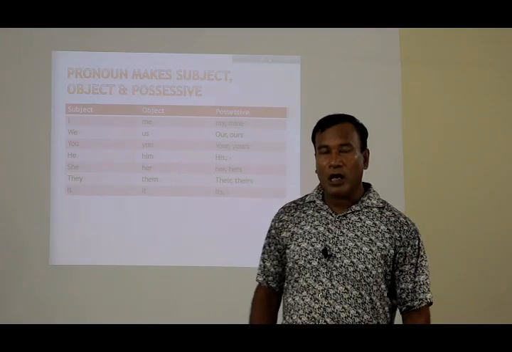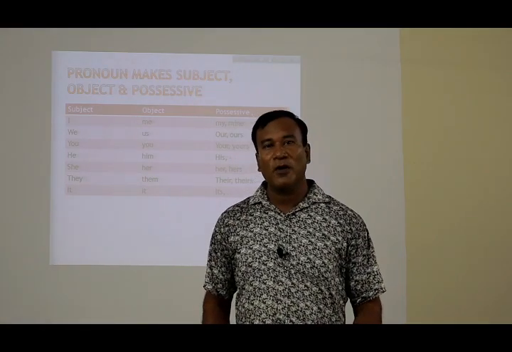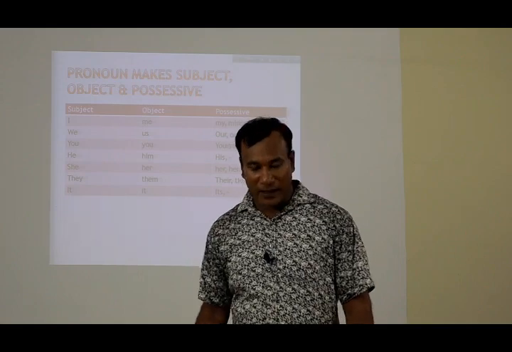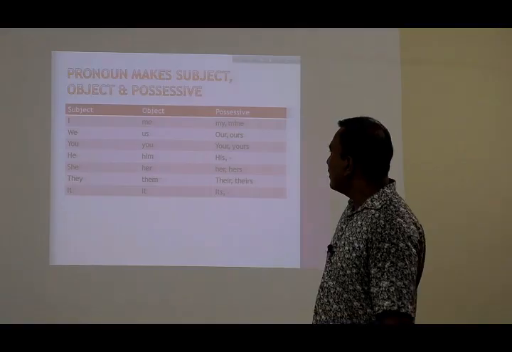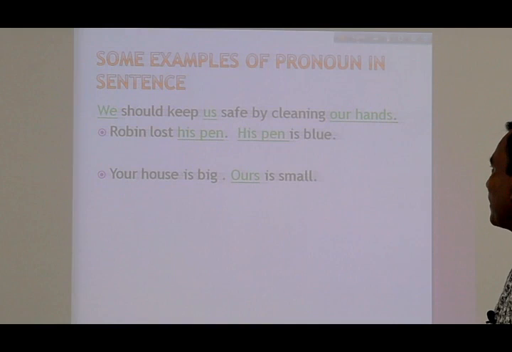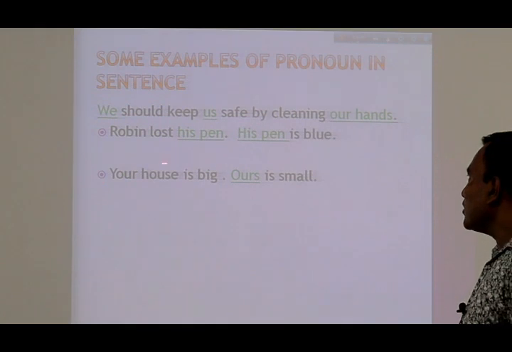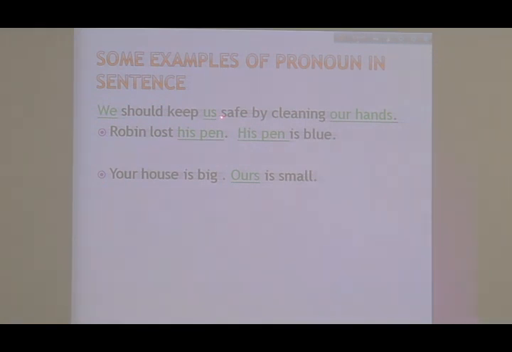Now some practice of the use of pronouns for you. Okay, let us look at the slide. Some examples of pronouns in sentences. First sentence, we should keep us safe by cleaning our hands. You know, we, subject; us, object; our hands, possessive. Robin lost his pen. His pen, object. His pen is blue. His pen, subject.